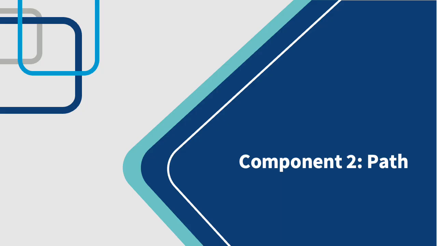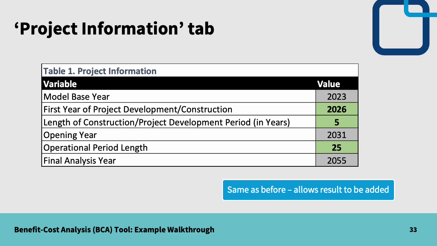Now we're going to walk through the same process but for our second component, the shared use path. We set up the Project Information tab in the same way. We need the same analysis period so that results can be added up at the end. We're assuming these two components will be built together as part of one construction project.